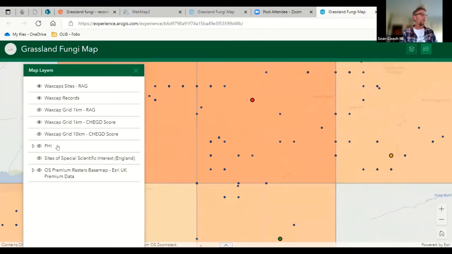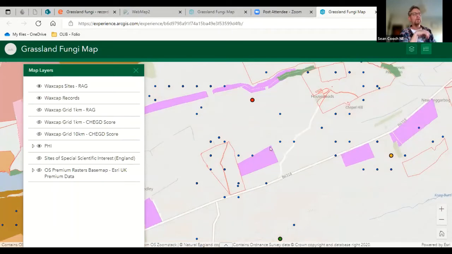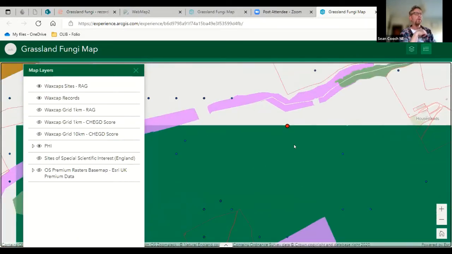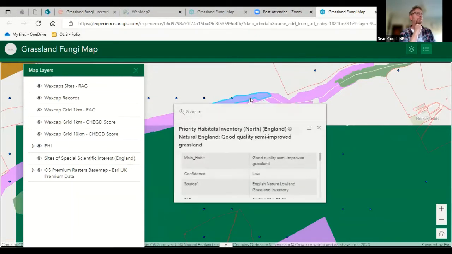And being quite quick with this, I'm going to take off that. We can then start assigning sites to priority habitat. So if you look here, you can click on a priority habitat. It says good quality semi-improved grassland. That's quite an important category actually, because good quality semi-improved grassland is not necessarily your lowland acid grassland or your lowland calcareous grassland. These might be grasslands that have been partly improved. These also happen to be grasslands where waxcaps and fungi might occur. So they're not floristically rich necessarily, this category.